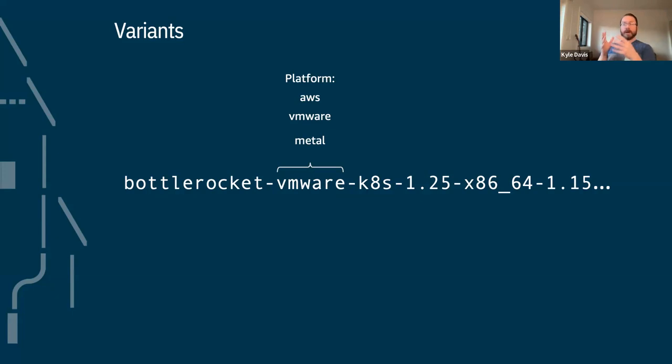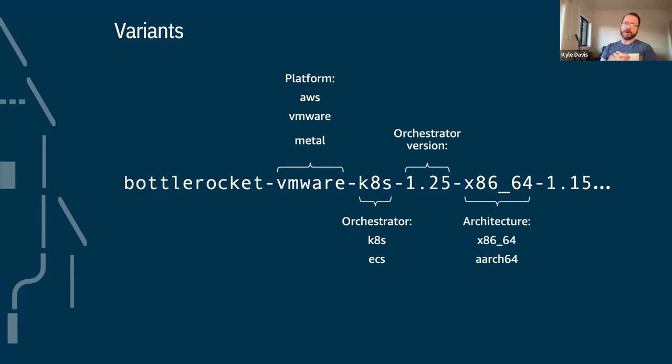The first thing you look at is the platform. We support AWS, VMware, and bare metal. And then we talk about the orchestrator. We support Kubernetes and ECS. This is interesting for a lot of folks when they start looking at this: we integrate the orchestrator version, and we treat that as a distinct piece of software. So Kubernetes 1.25 is a distinct piece of software from Bottlerocket's perspective from 1.24. Of course, we have the architecture. We support x86_64 and ARM64. And then finally, we have the Bottlerocket version. So all of these are built and provided. I think, Sean, we were talking about this yesterday, it's something like 25, 26 different variants per version that we produce. So you find one of those that you would want for your specific instance that you want to upgrade.